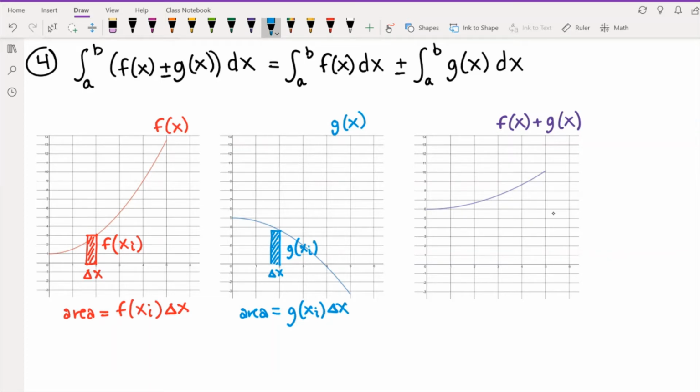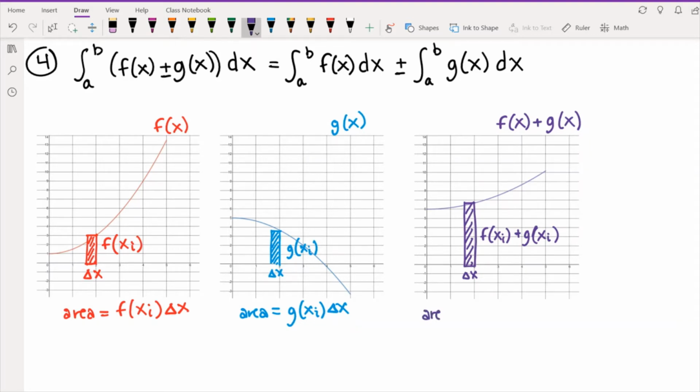So now if we go to the corresponding point on the sum, well, if we were to make a rectangle there, the base would still be delta x. And now the height would be f of xi plus g of xi, right? Because all of the points on this graph of f of x plus g of x are just the sum of points on the other two graphs.